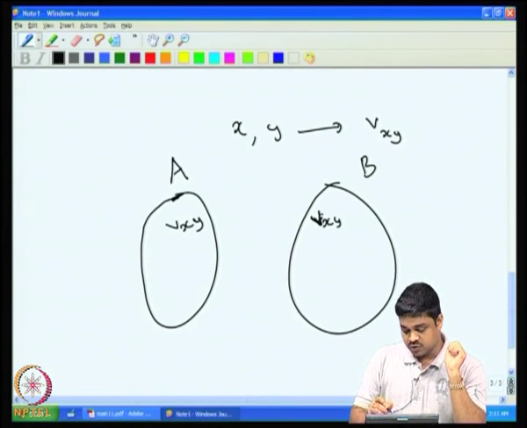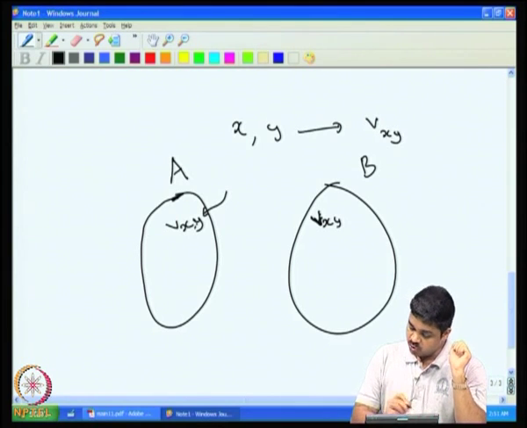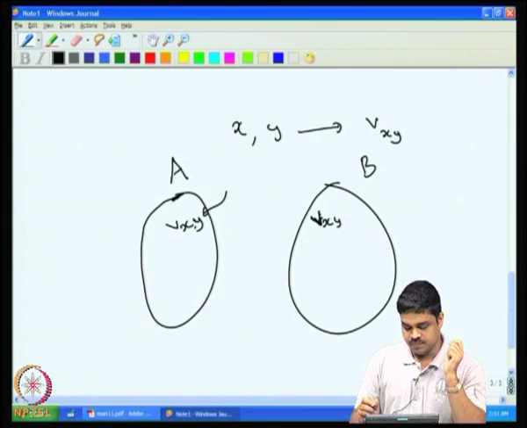So, what we should notice is, it is possible that v x y may be added to both A and B. It is not just that if I add v x y to A, then I cannot add v x y to B. So, it is possible that we may add v x y to both of them.